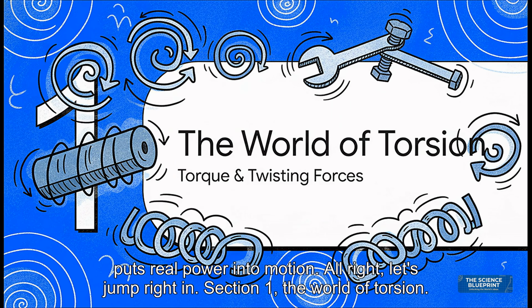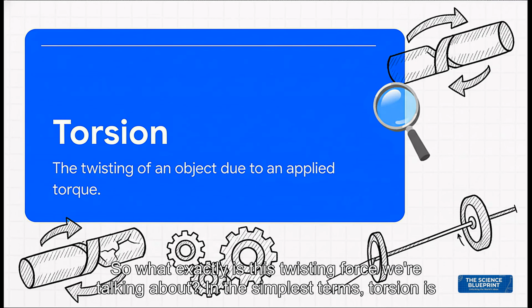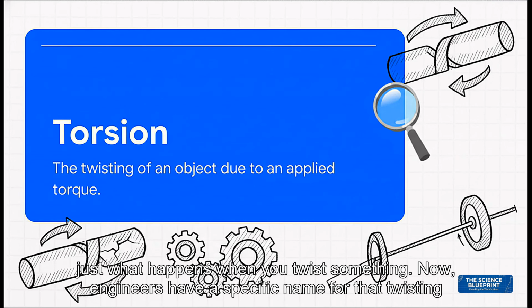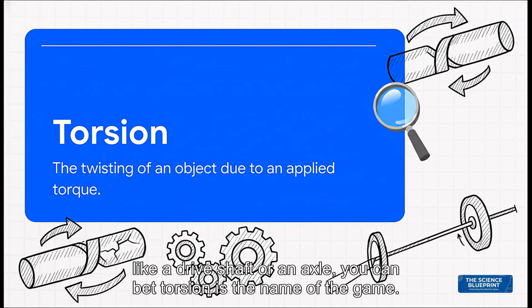Section 1, the world of torsion. So what exactly is this twisting force we're talking about? In the simplest terms, torsion is just what happens when you twist something. Now, engineers have a specific name for that twisting force. They call it torque. So anytime you see a long, round object that's designed to spin, like a drive shaft or an axle, you can bet torsion is the name of the game.